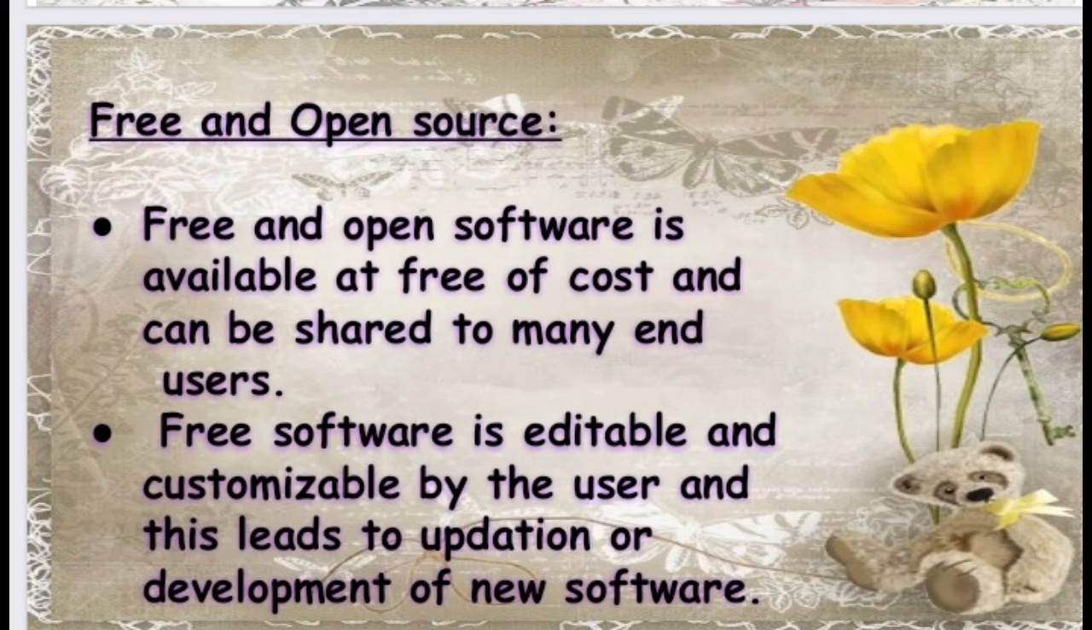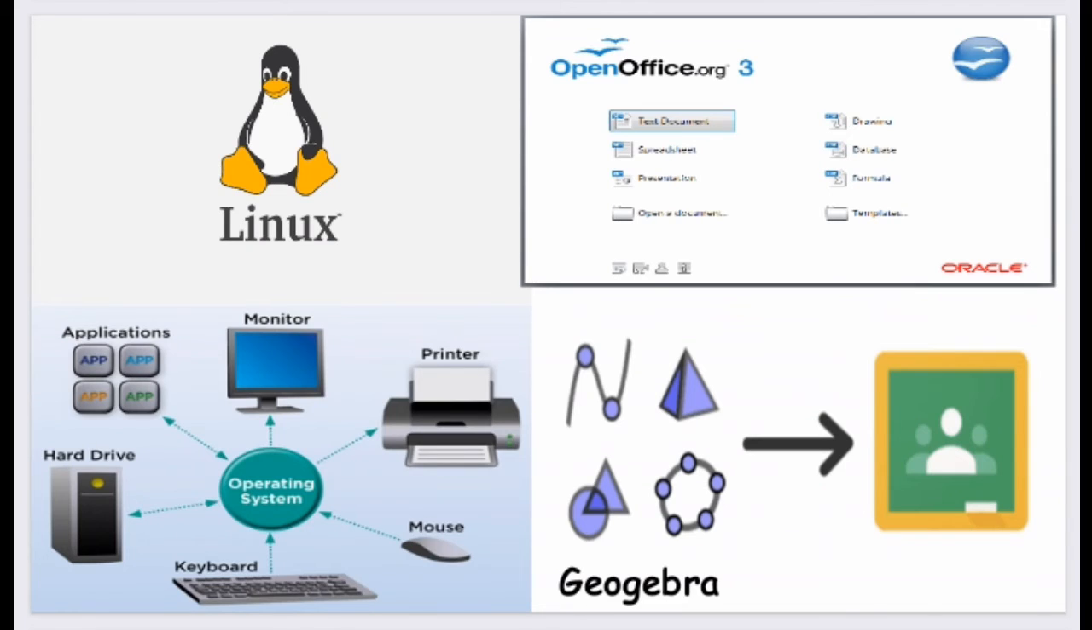Free and open software is available free of cost and can be shared with many end users. Free software is editable and customizable by the user, and this leads to the updation or development of new software. Children, see Linux, OpenOffice, GeoGebra. So these are the examples of free and open source.